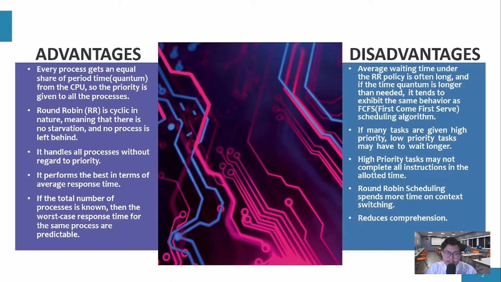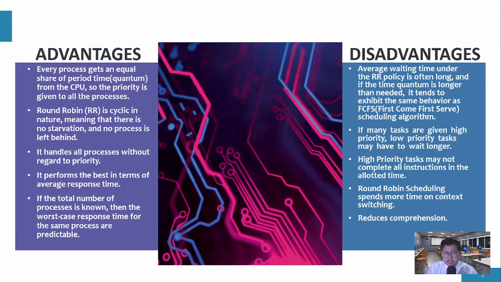Round robin advantages. Every process gets an equal share of time from the CPU, so priority is given to all processes. Round robin is cyclic in nature, meaning there is no starvation and no process left behind. It handles all processes without regard to priority. It performs the best in terms of average response time. And lastly, for the advantages, if the total number of processes is known, then the worst case response for the same process is predictable.